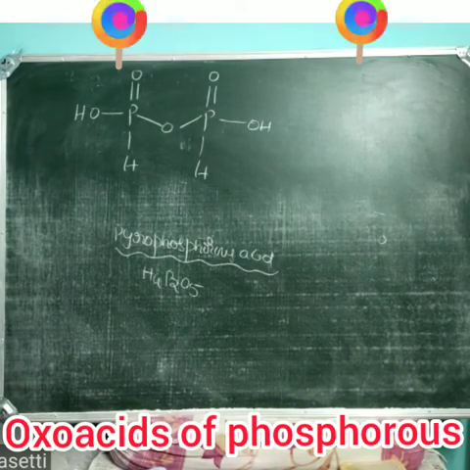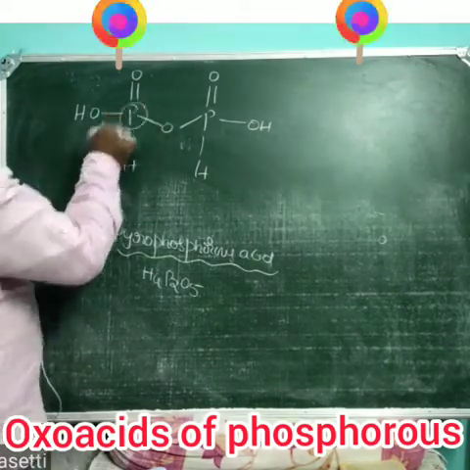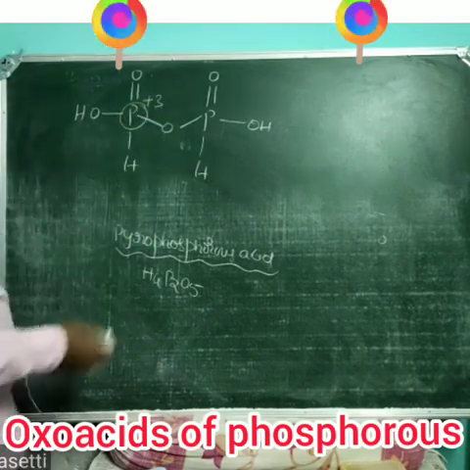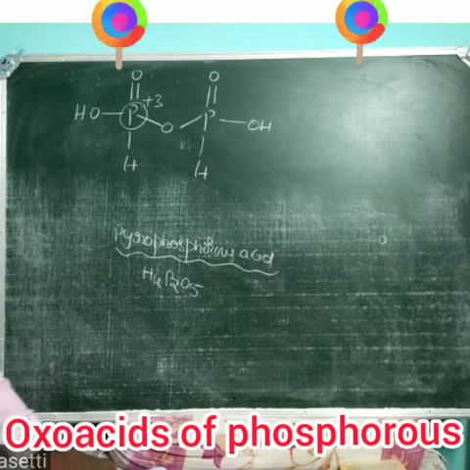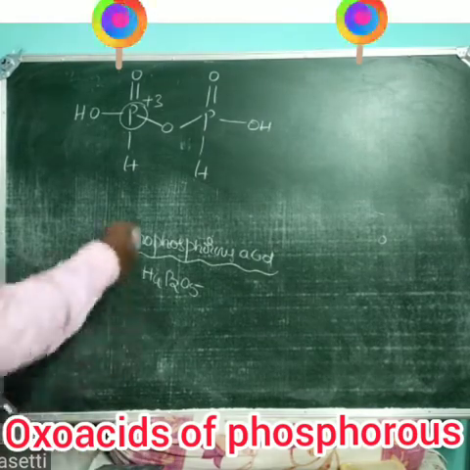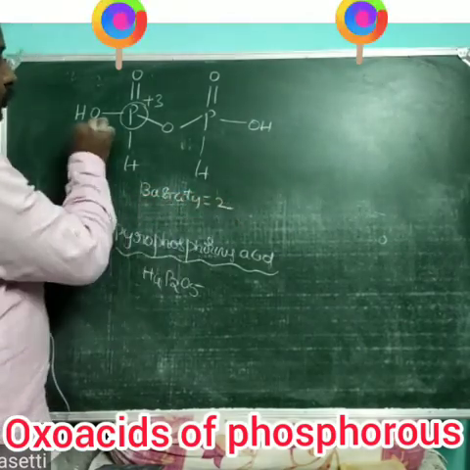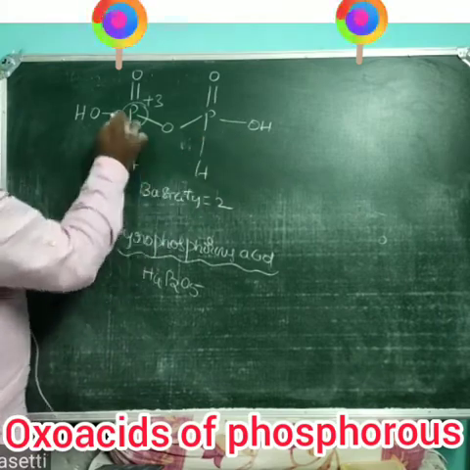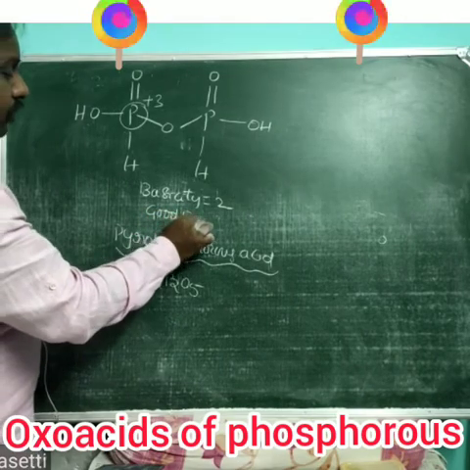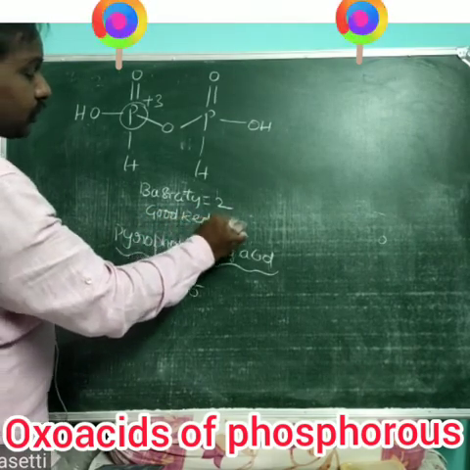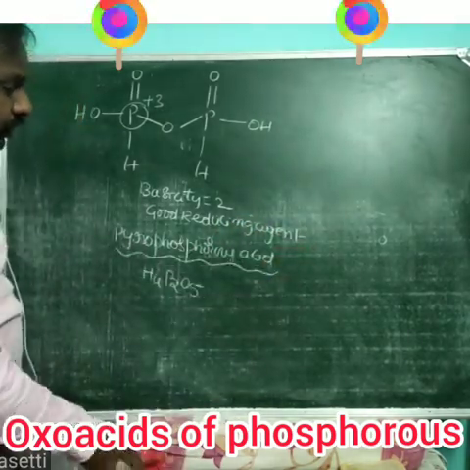What is the oxidation state of phosphorus in pyrophosphorus acid? Again, it is +3 because it is a phosphorus acid. Its basicity is 2 because it contains 2 OH. Again, it contains 2 PH bonds, so it is a good reducing agent.